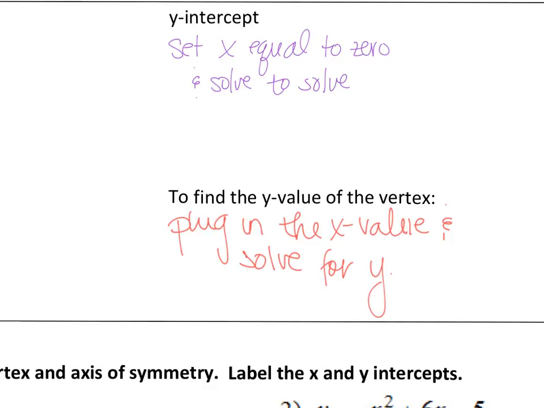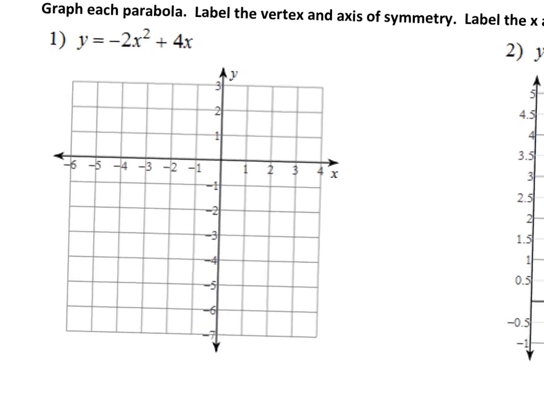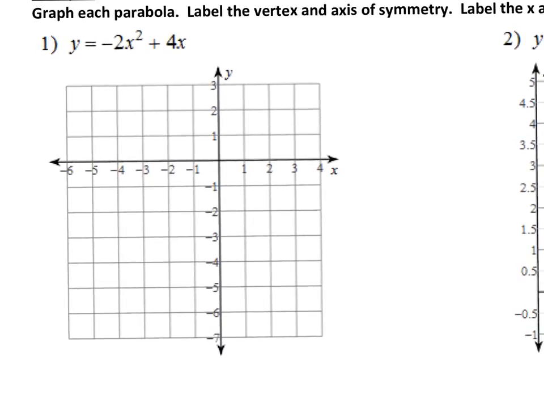So let's just do an example of this real quick. It's kind of the same thing you guys have been doing, but if I go to graph the parabola and I want to label the vertex and axis of symmetry and label the x and y intercepts, well, first of all, I have to find those, right? So let me find my axis of symmetry: x equals negative b over 2a. This is your a, this is your b, and your c, well, we don't really know. So it's going to be negative b, which will be negative 4, over 2 times a. So it becomes negative 4 over negative 4, which reduces to 1.